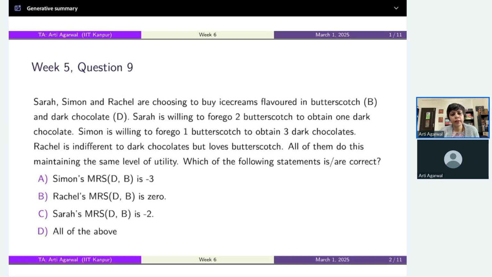We are told that Sarah is willing to forego 2 butterscotch to obtain 1 dark chocolate. Simon is willing to forego 1 butterscotch to obtain 3 dark chocolates, and Rachel is indifferent to dark chocolates, but she loves butterscotch. All of them do this maintaining the same level of utility. This is important because even if it is not stated in the problem, it is understood that they're trading without any loss in utility. Just give me a moment.